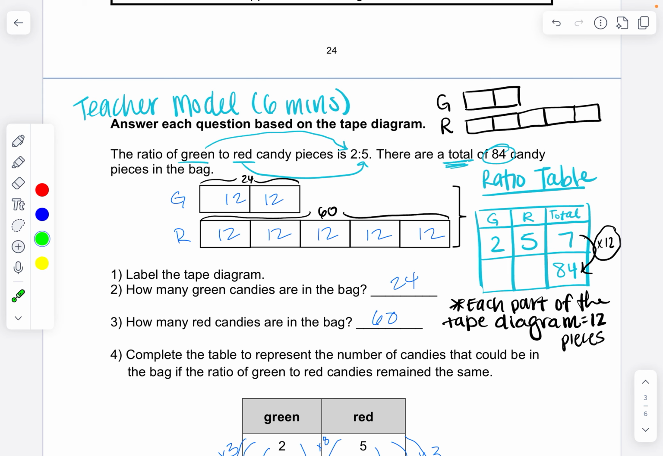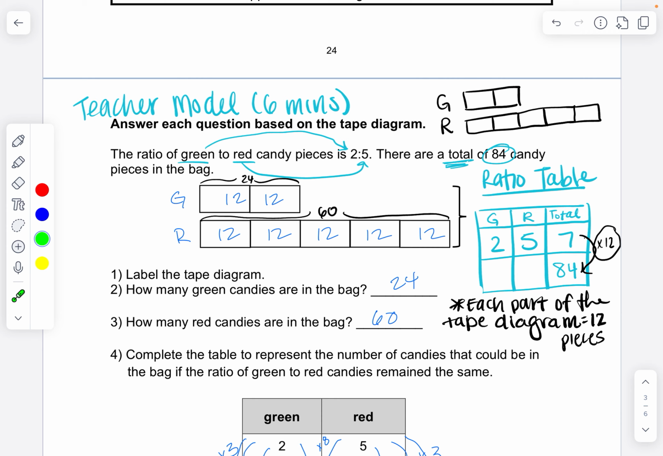But they are telling me that there are a total of 84 candy pieces. That means I need to find an equivalent ratio. So I need to figure out how I get there. I'm going to make another row of my ratio table. I started out with 7 total pieces. How do I get from 7 to 84? I get from 7 to 84 by multiplying by 12. 7 times 12 gives me 84.